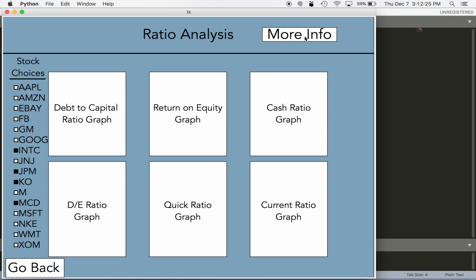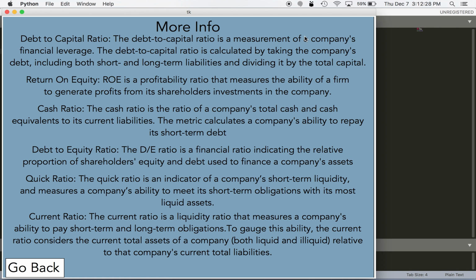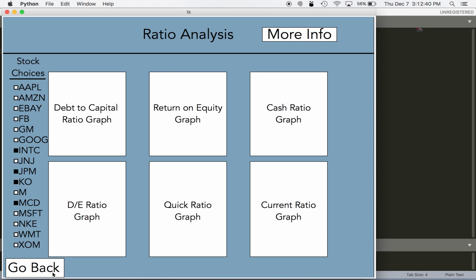Also, there's a more info section in this part, so it actually explains what these ratios mean for people who know less about finance, so that they know how these ratios are calculated and what they mean for the company's valuation.